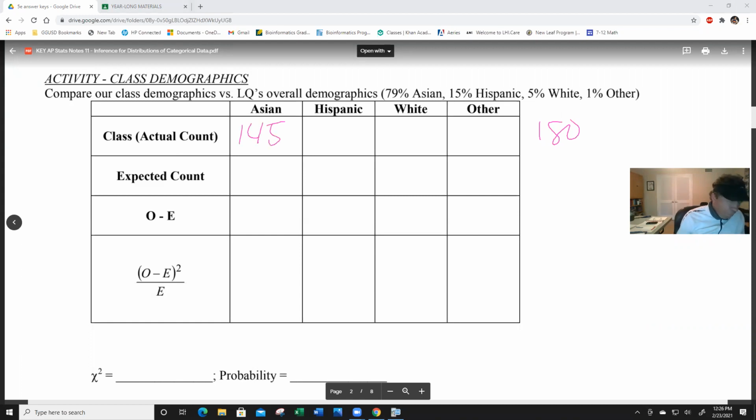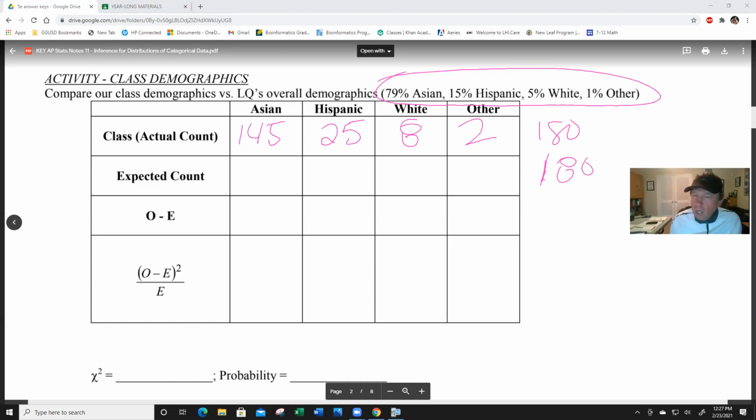Okay, so I had 180 students, and I put them in the 4 major categories that we have at our particular school. And I had 145 Asian students. That's a lot, but I'm also expecting a lot. I had 25 Hispanic students. I had 8 white students, and I had 2 students that were other, just didn't fit those 3 categories. Okay. How many am I expecting? Well, I'm not expecting 45 per category. No, I'm not expecting 45, 45, 45, 45 like dice, because that's not a uniform distribution. Dice is uniform. I'm expecting these percentages, because that is the school percentages of our community.